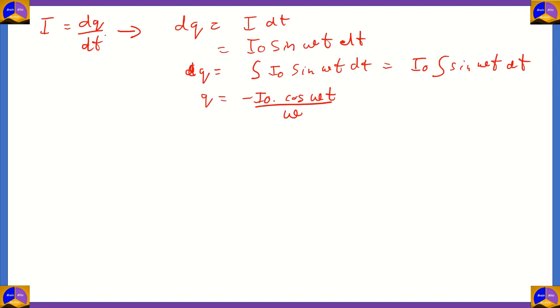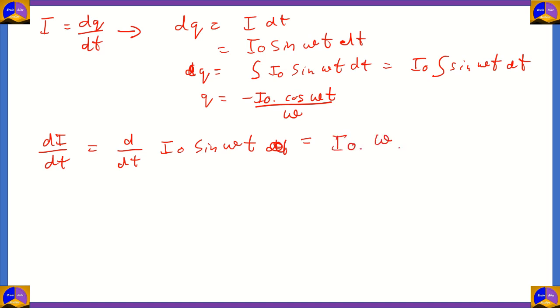Now, since I equals I naught sine omega t, then di by dt will be equal to d by dt of I naught sine omega t. Now you will get I naught times omega cos omega t.